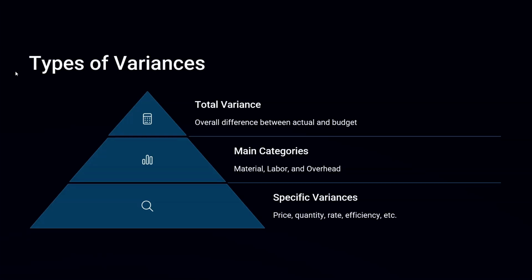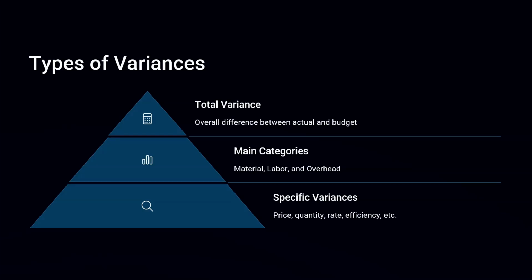So we have different types of variances. We have total variance, which is the overall difference between actual and budget. So if we see the profit and loss statement, we see the total. We compare the total variance between the actual sales and the budgeted sales.